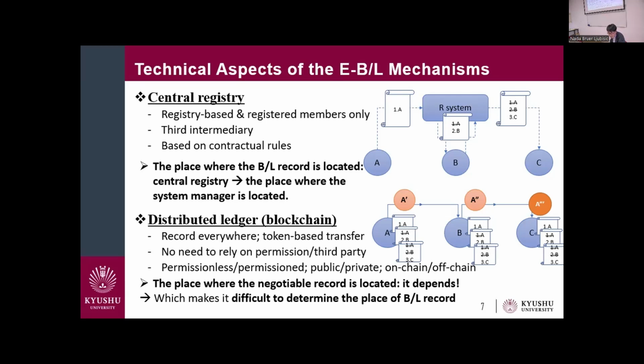It's difficult to identify. And another difficulty comes from the absence of a third party. Depending on what kind of system we're talking about, what kind of technology in the blockchain system, for example, if it's permissionless or public, then there's really no one we rely on. So unlike the central registry, we cannot really identify who or where the system manager is located. This makes it more difficult to determine the place of the bill of lading record.